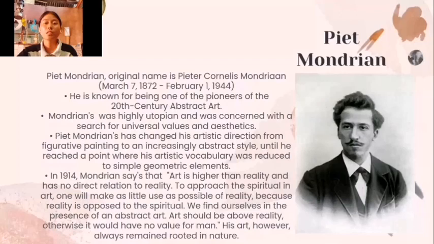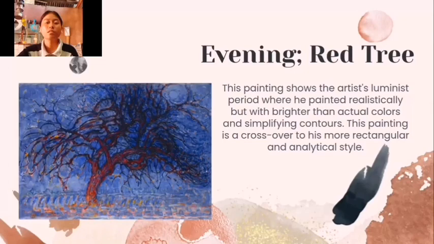This is the painting Evening Red Tree, from 1908 to 1910. This painting shows the artist's luminous period, where he painted realistically but with brighter than actual colors and simplifying contours. This painting is a crossover to his more rectangular and analytical style.